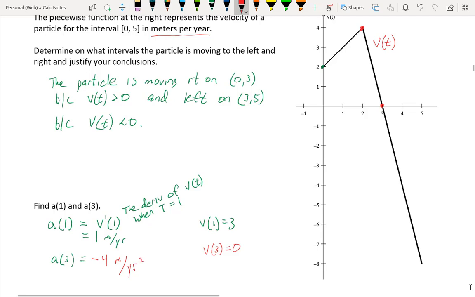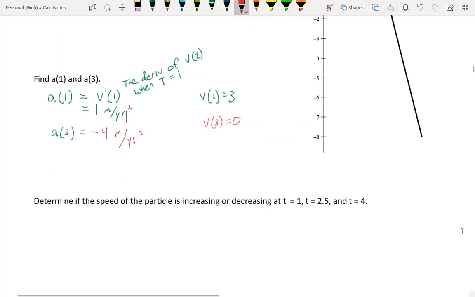Okay, so because we're talking, oh, did I forget the squared on the first one? Yes, this is acceleration, isn't it? So these should both be squared right there. 1 meter per year squared. All right, I was thinking velocity on that guy. So got to be careful there. It's easy to miss.